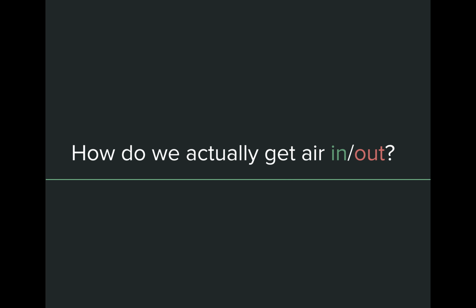All right, so oxygen in, CO2 out. We need that to happen because the oxygen is going to help us make ATP. The CO2 is a waste product, so we need to get that out. But how do we actually get that air in and out? How do we actually get air into our system and get air out of our system?